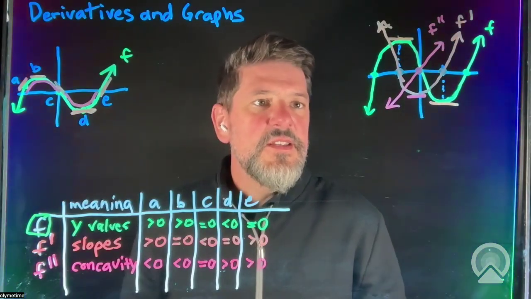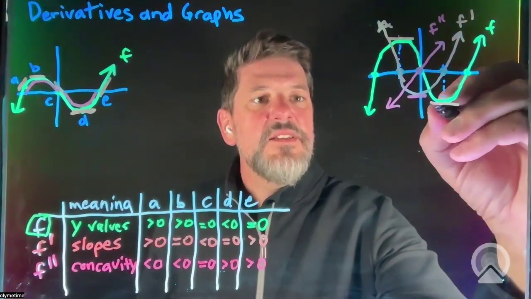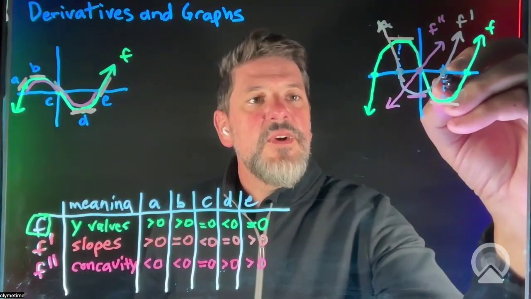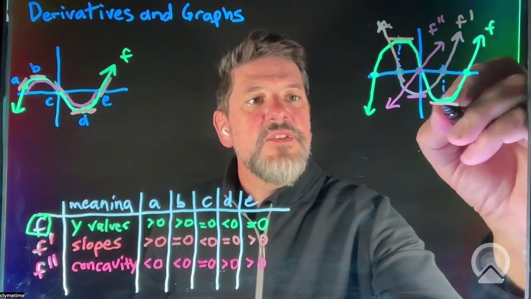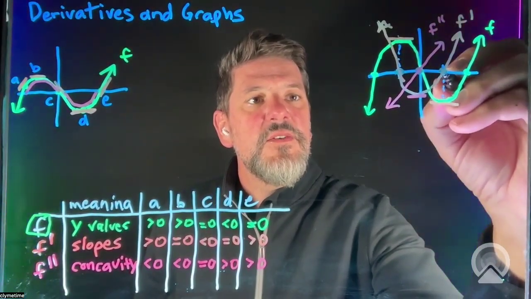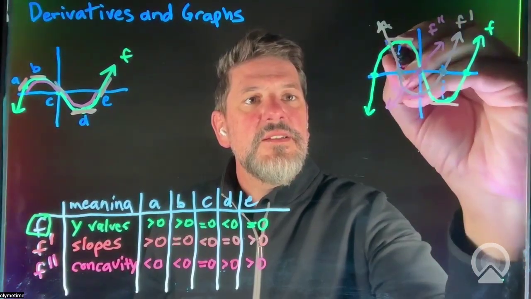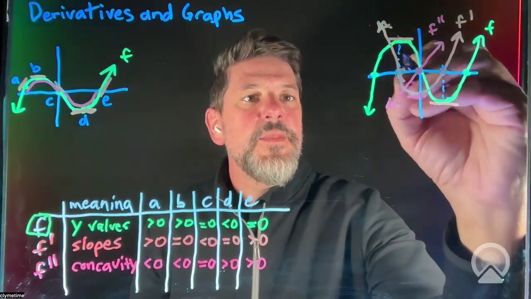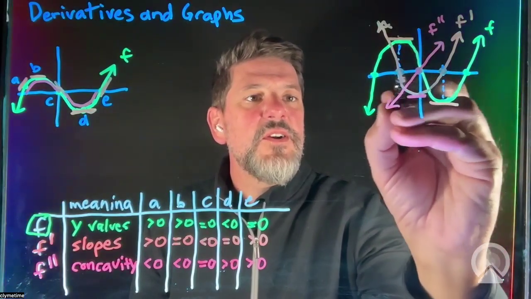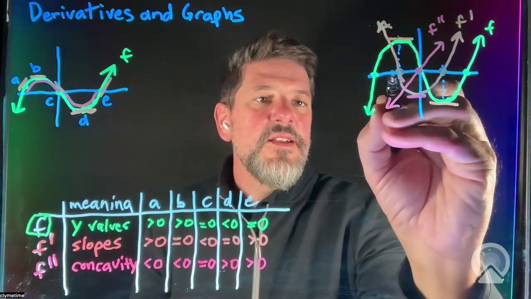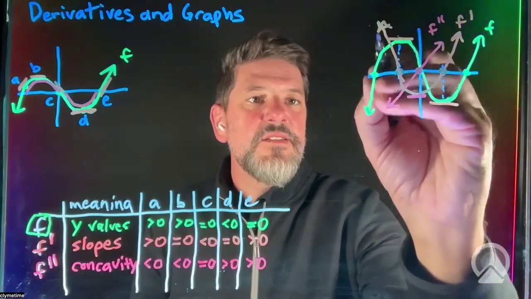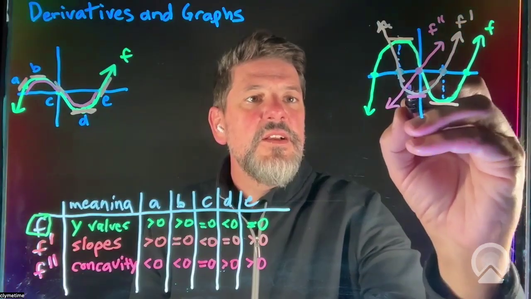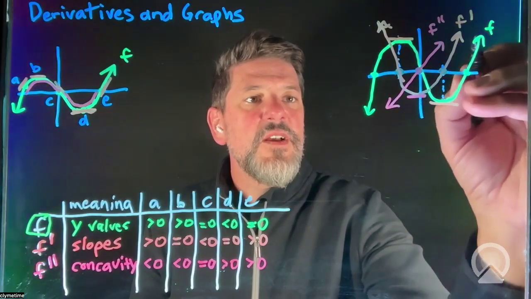So there is a connection between a zero slope on f and a zero y value on f prime. A zero slope on f is a zero y value on f prime. And so once you know where the zeros are across the x-axis, you figure out where it is negative and where it is positive. Where it's negative is where f is going downhill. Where it's positive is where f is going uphill.